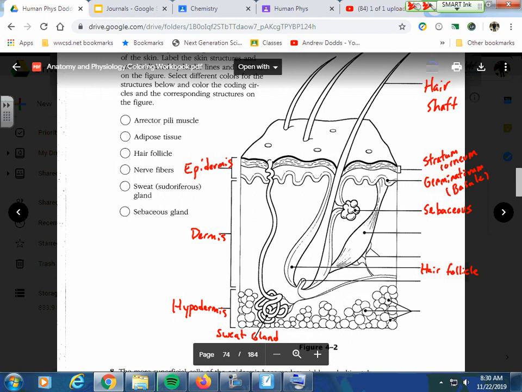This is a muscle that's attached to the hair follicle. It's called the erector pili. This is just pointing to nerve fibers. This is pointing to the very bottom. This is called the hair papilla. Okay, so this is where the new cells for the hair are being made. And this is just pointing to adipose tissue, fat.